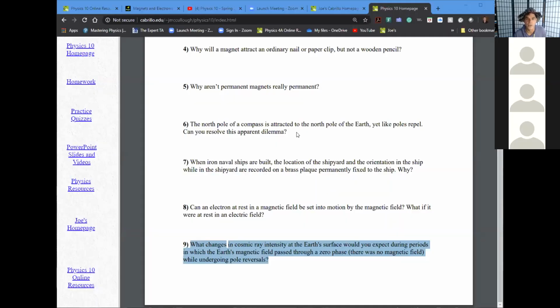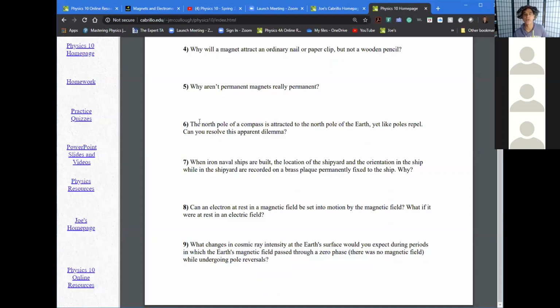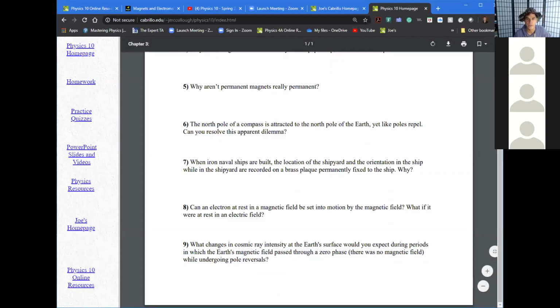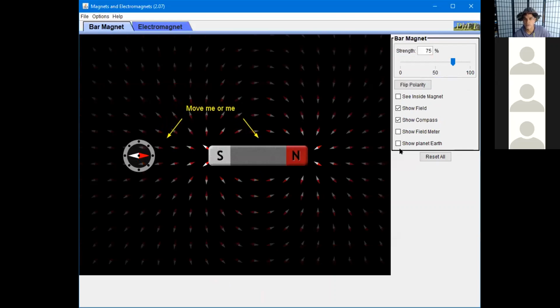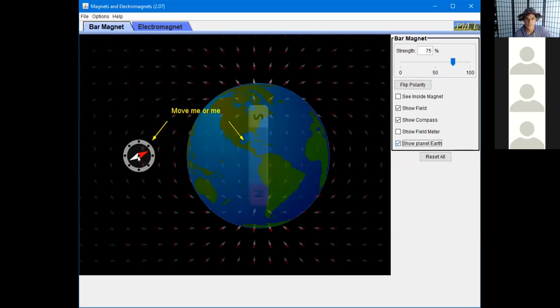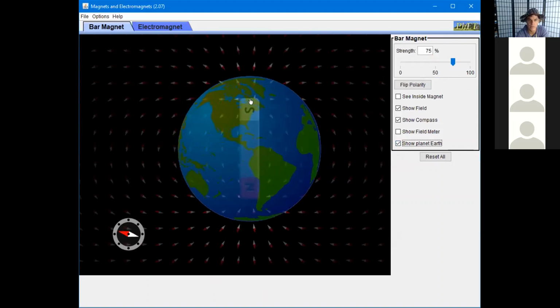Oh, this is the one with the north pole of a compass being attracted to the north pole of the Earth, yet like poles repel. Okay, let me actually use another animation for this. Bar magnet, show the planet Earth. This animation is not 100% correct because the magnetic field and the geographic north are not lined up. So this is showing the magnetic field. Can I move this at all? No, I can move the Earth.